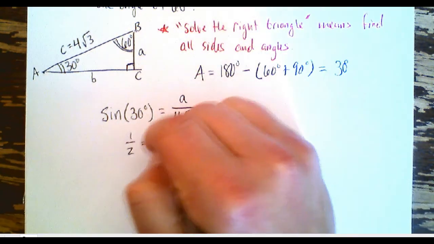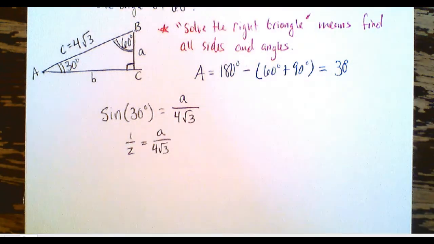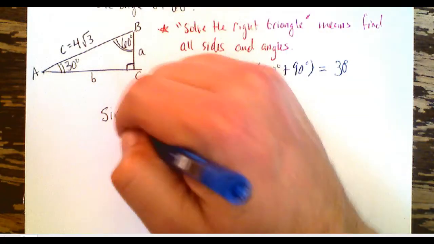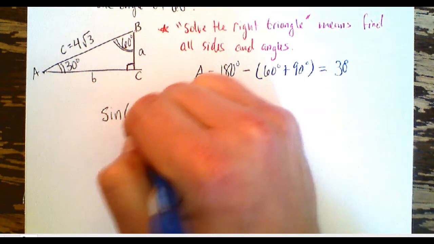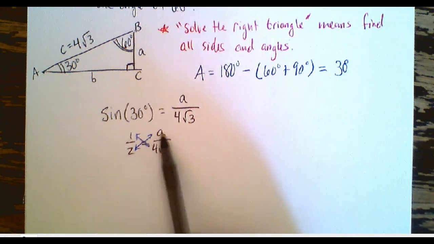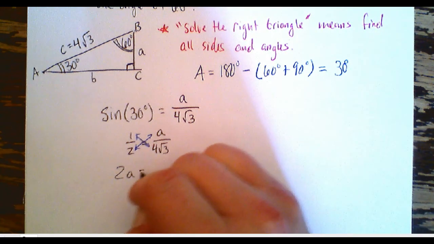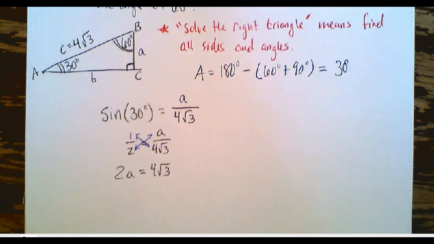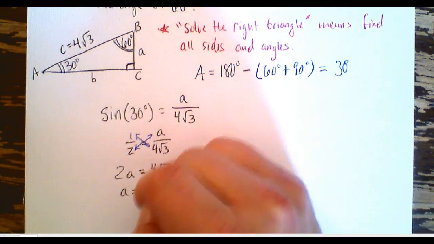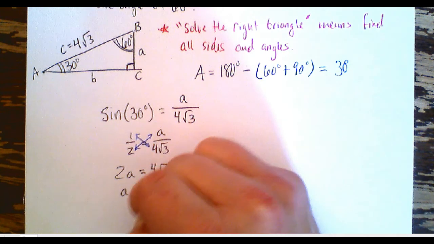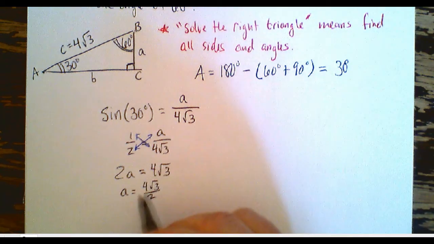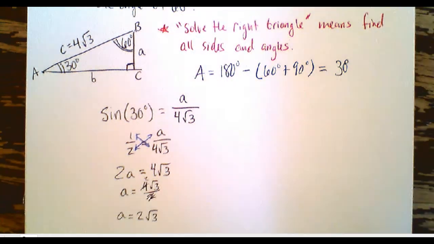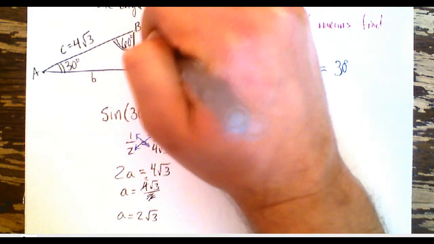So 1/2 equals A over 4 root 3. To solve this, we can just cross multiply. Therefore, 2 times A must be equal to 1 times 4 root 3, or 4 root 3. Dividing by 2 gives A equal to 4 root 3 over 2. And we can do a little cancellation there. So A is 2 square root 3.